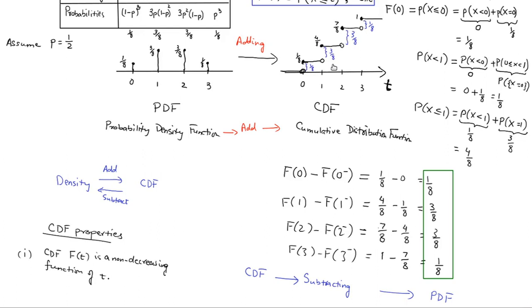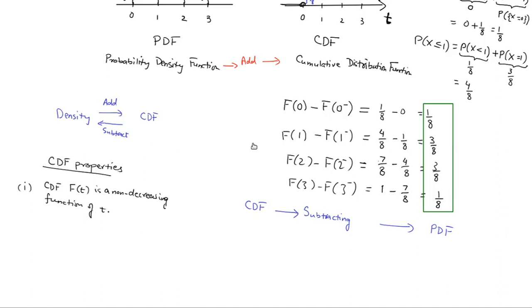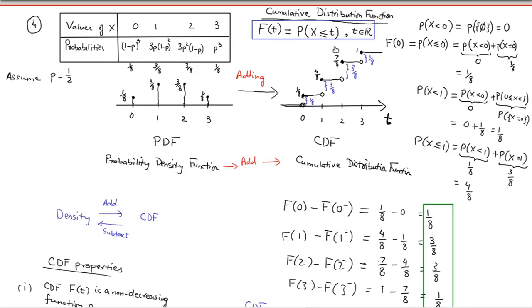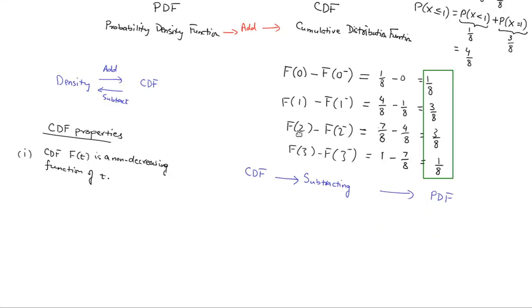Okay. So this is what a non-decreasing function of t is. And it is a non-decreasing function because we are adding positive numbers all the time. Whenever you're adding only positive numbers, your function is only going to increase, or it can remain the same, but it's never gonna decrease. Okay, so CDF is a non-decreasing function of t. That's the first property, which is quite obvious.